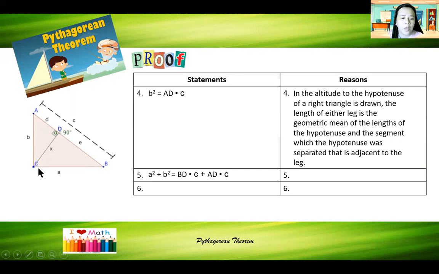In number 5, if you add A squared and B squared, you have BD times C plus, remember, B squared is AD times C. So the reason is APE, or addition property of equality. For the sixth statement, we can say that A squared plus B squared is equal to C times BD plus AD. Since we have a common C, the reason is the distributive property.